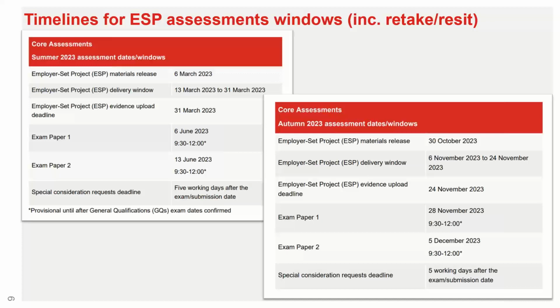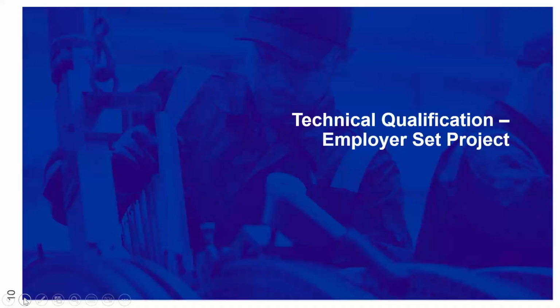So just to be very clear, those will obviously be 2 different ESP briefs. They will not be the same brief for that series. So it'll be a different brief for the autumn than it would be in the summer series.